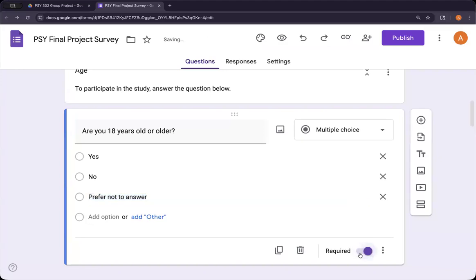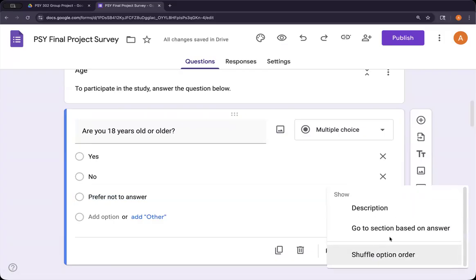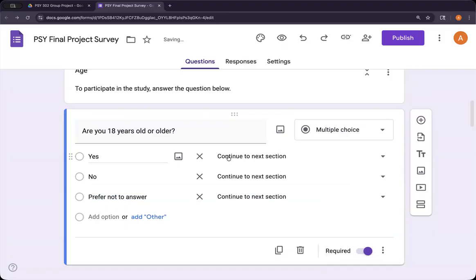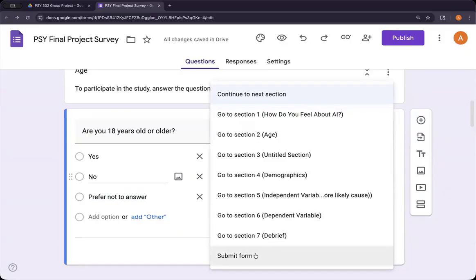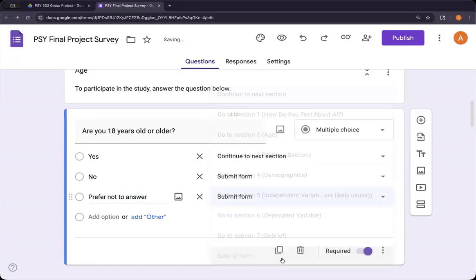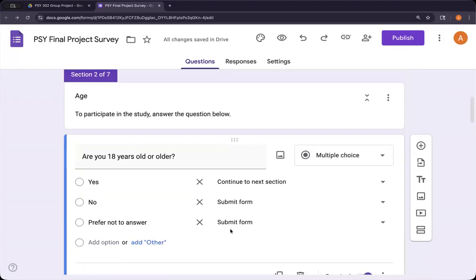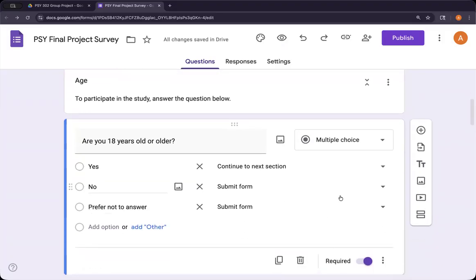So I'm going to click required, and then you're going to go to this little more options down here, go to section based on answer. And then you're going to say if they're not 18, so if they say no or prefer not to answer, because prefer not to answer, we can't verify, and no means they're not, I'm going to change continue to next section to submit form. You could also have it go to the debrief if you want them to read about what the study was about. But I think submit form makes the most sense. So then this will send them out of the survey if they got that far.